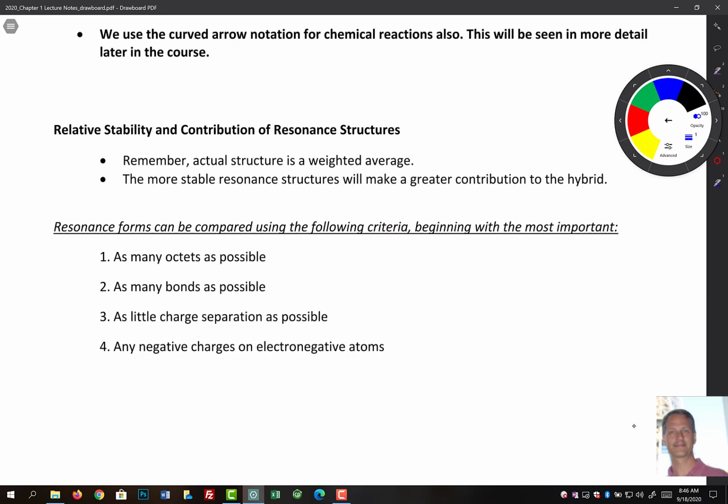So if we look down below and we want to compare resonance forms, we can use the following criteria, beginning with the most important, generally speaking. So first, we want to have as many octets as possible. We want to have as many bonds as possible. We want to have as little charge separation as possible. So we're watching out for formal charges, for example. And generally, we want negative charges on the more electronegative atoms. So let's look at these criteria as we go through and see if we can practice drawing some resonance structures here together.